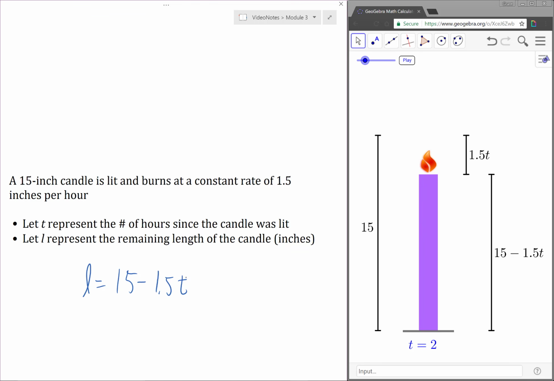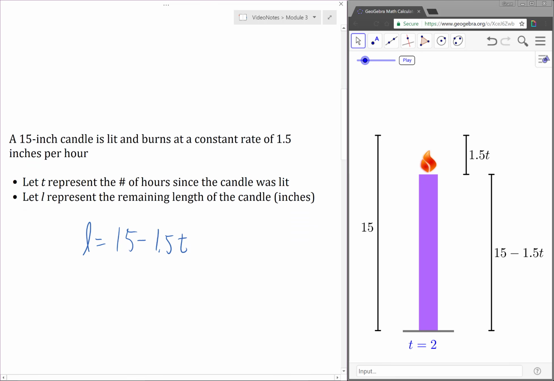Now, given any number of hours since the candle was lit, we can determine exactly one value for the remaining length, and therefore L is actually a function of t. We can call this function f, and we can write a function formula for f. So f of t, which represents the remaining length in inches, is equal to 15 minus 1.5t. That's because f of t and L are representing the value of the same quantity.